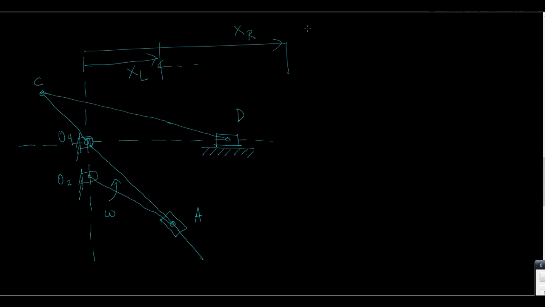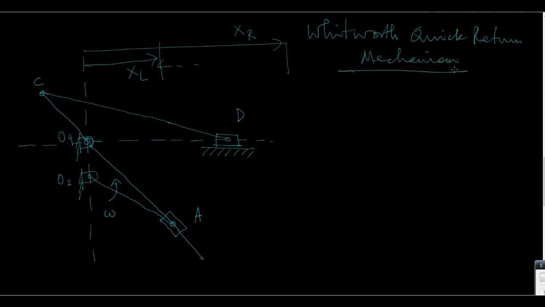This is the Whitworth quick return mechanism. It's there in the book. How do we find it?